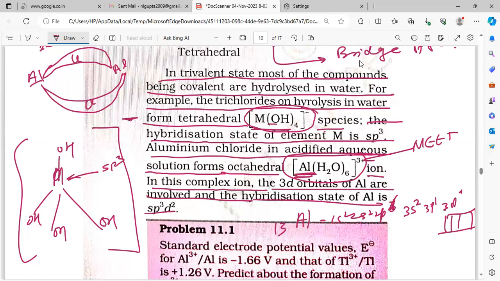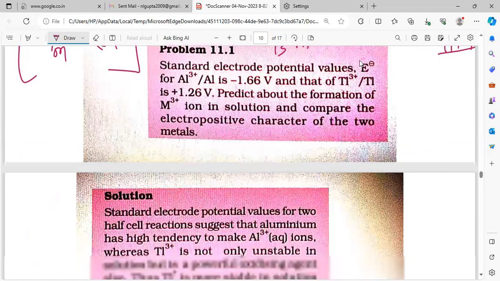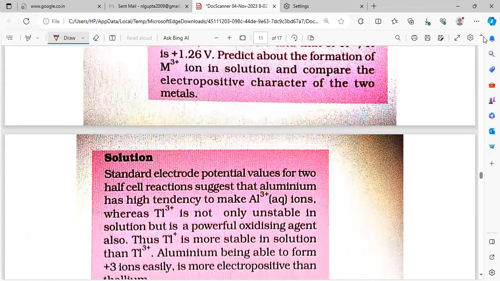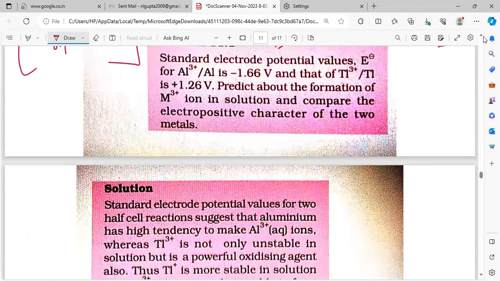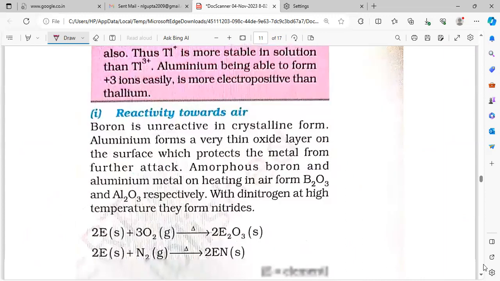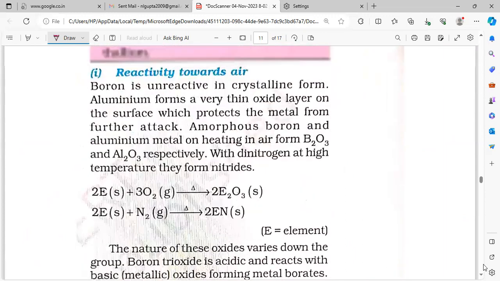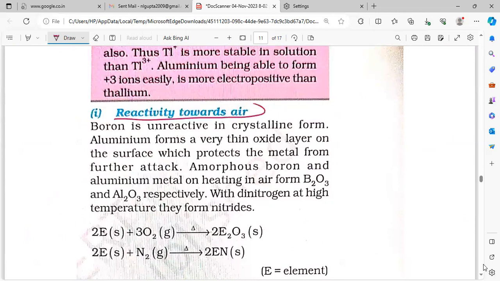Now see, this value you read by yourself in the textbook. We are lagging in time, so I'm not explaining; later on, we will. Here is the reactivity towards water. Not all are reacting like that. If the +1 oxidation state is there, it reacts differently, and the others react differently. So boron is unreactive in crystalline form.